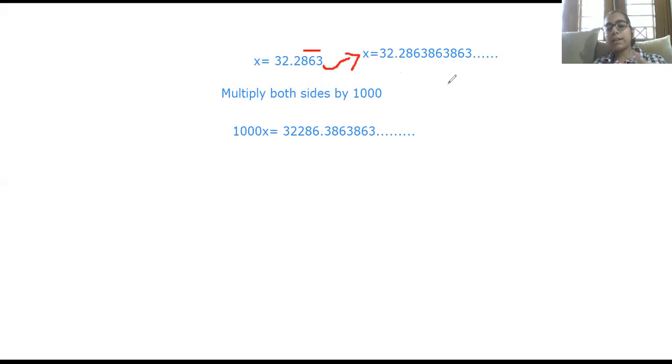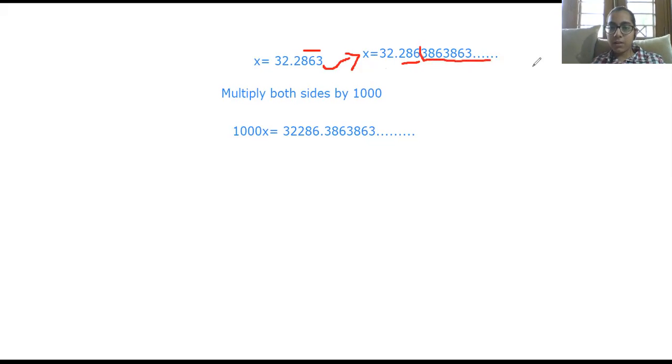So what we did was just observe the number of digits that had a bar on them: 3 digits, 10 to the power 3, 1000. Multiply both sides by 1000. What do you get? 1000 multiplied by x equals 1000x. And on the other side, just take 3 digits to the left of the decimal, which is 32,286.386,386,386. Now, why 386, 386? Earlier it was 863. See, we took 3 digits to the other side because we multiplied by 1000. What was left? 386, 386, 386.